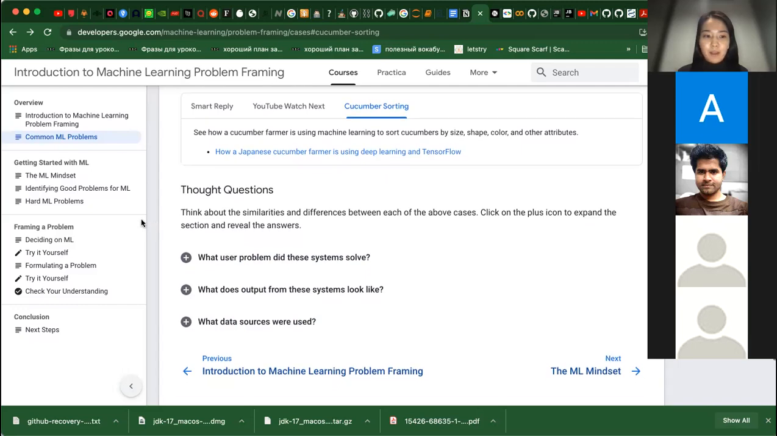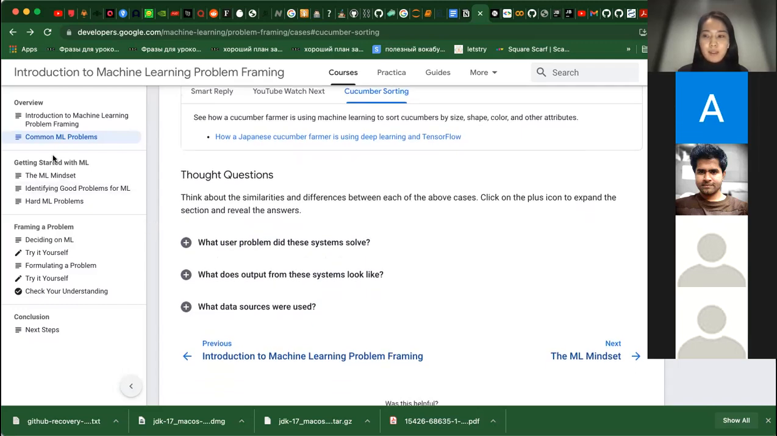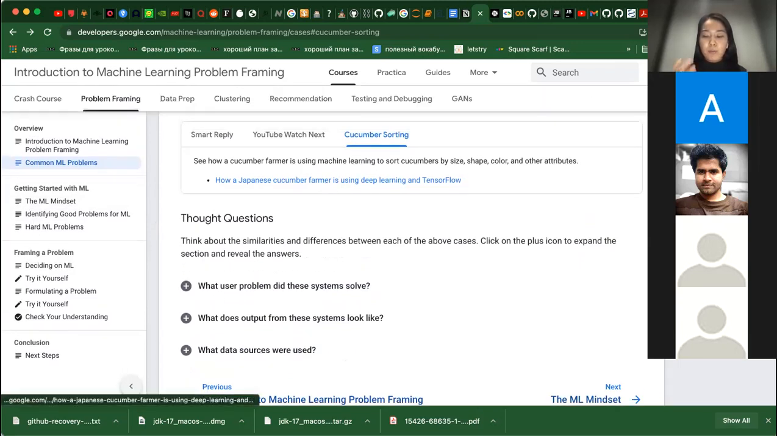Okay, then let's go to the next block of material. If you're interested to learn more about these three examples, then after this session, you can dive in to read more about this use of ML. I think about 10 minutes to quickly see through this material will be enough.